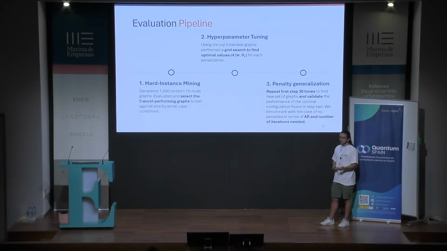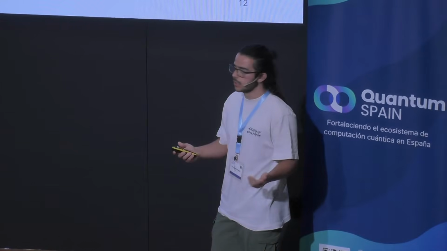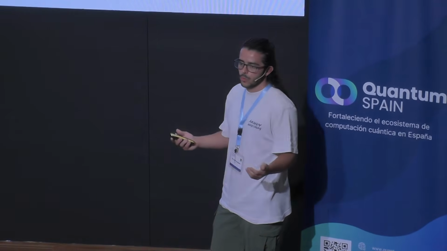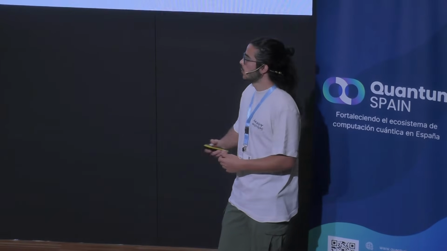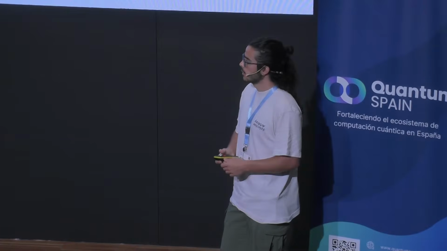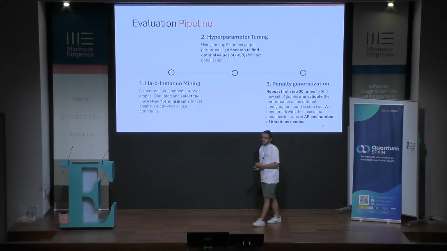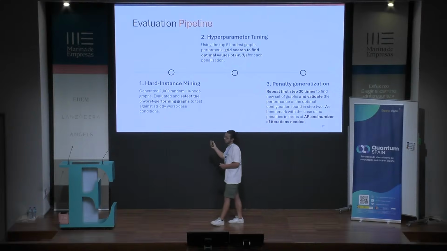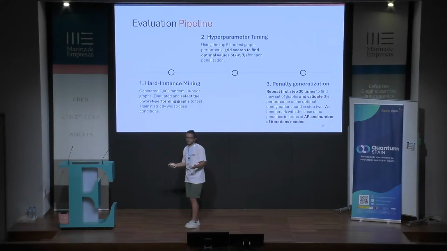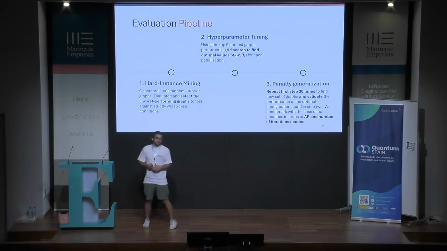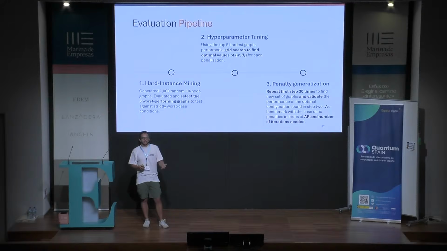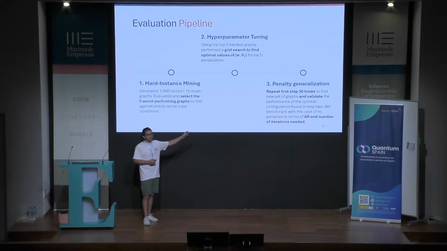Once we've defined our cost function and our adiabatic criterions, we need to evaluate whether these penalties provide an advantage or not. So we've designed this 3-stage pipeline. First of all, since we are restricted to use only 10-node graphs due to computational limitations, we need to start by mining for hard instances, since generally these are very easy to solve. Then we perform a grid search to find the optimal configuration of weights and threshold for each penalization. And finally, we validate this configuration by performing an optimization in 30 different graph sets.